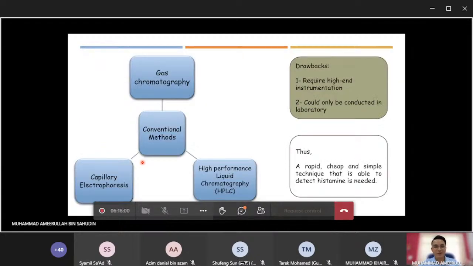Currently, there are a few conventional methods still employed to detect histamine and other biogenic amines, for instance gas chromatography, high performance liquid chromatography (HPLC), and capillary electrophoresis. However, these instruments require skilled personnel and can only be conducted in a laboratory. Therefore, we as researchers need a rapid, cheap, selective, sensitive, and simple analytical tool to detect histamine.